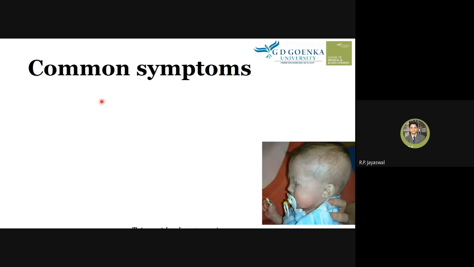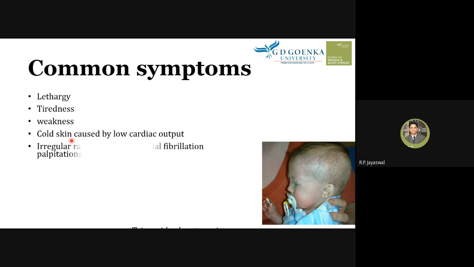What are the common symptoms? Lethargy is the first common symptom. Tiredness, weakness, and cold skin caused by low cardiac output, because the ventricles never get a sufficient amount of blood, and because of that there is cold skin, and irregular rapid heartbeats. So the heartbeat is always irregular.